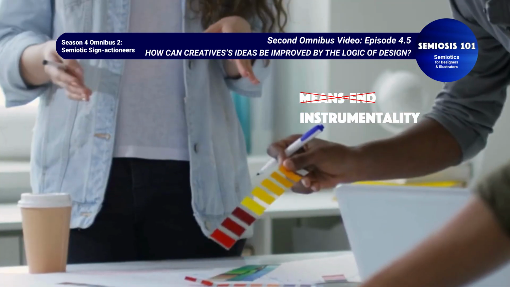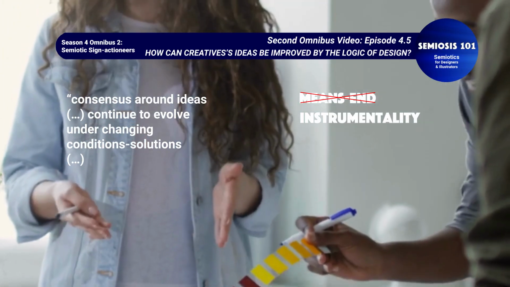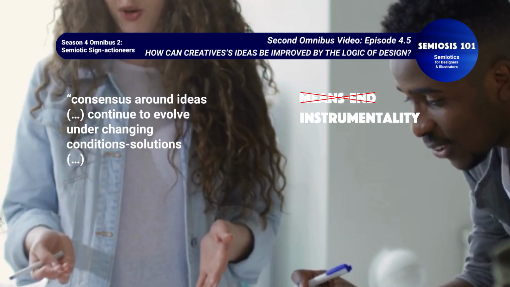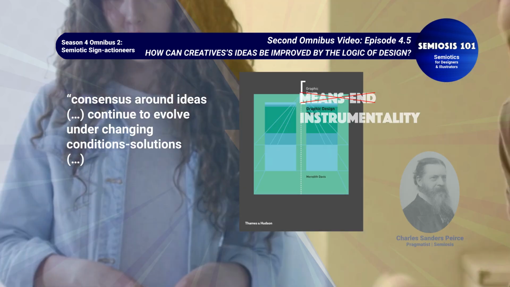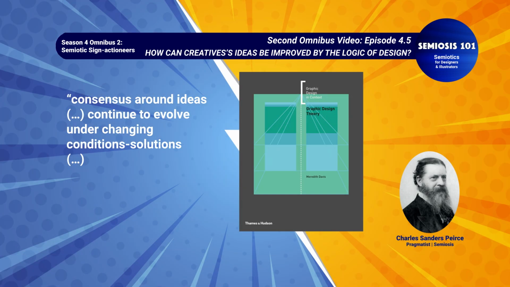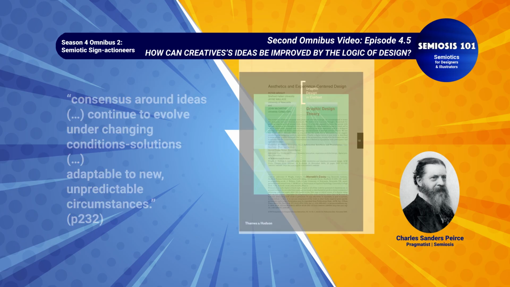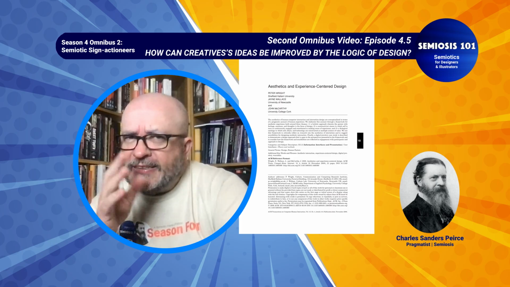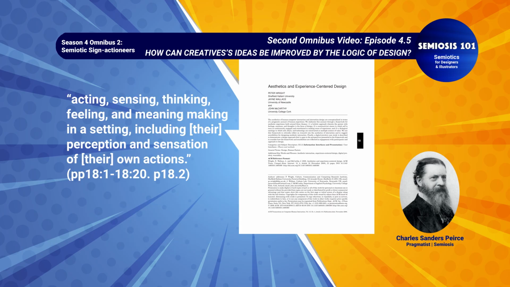You designers or illustrators ideate consensus around ideas, which continue to evolve under changing condition solutions as you strive to answer a brief. In doing so, Meredith Davis says you remain adaptable to new, unpredictable circumstances. Wright et al. define these unpredictable circumstances as your audience acting, sensing, thinking, feeling, and meaning making in a setting, including their perception and sensation of their own actions.